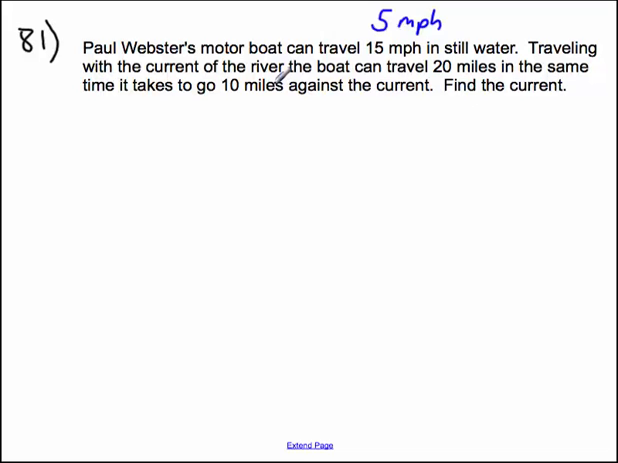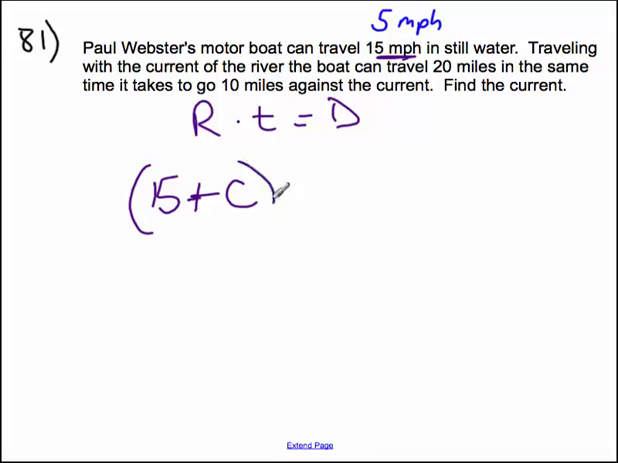Paul Webster's motorboat can travel 15 miles per hour in still water. Traveling with the current of the river, the boat can travel 20 miles. Rate times time is equal to distance, right? You can go 20 miles in the same time it takes to go 10 miles against the current. Find the current. Rate, okay, so if he's going with the current, rate is his 15 miles an hour plus, I'm going to call it c, the current. That's the rate, multiplied by the time is equal to the distance of 20 miles.